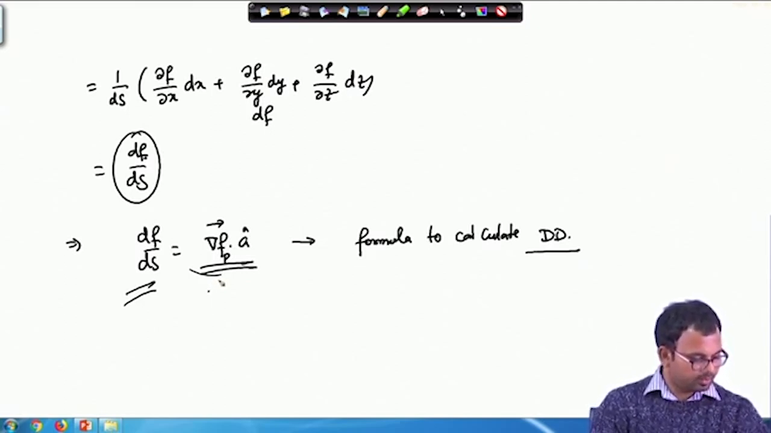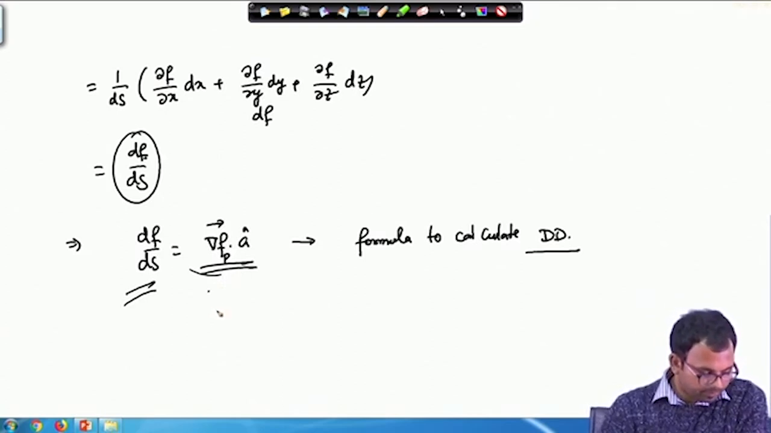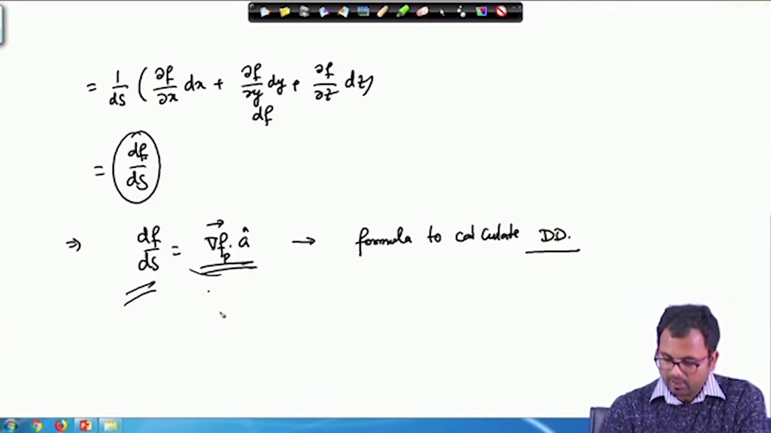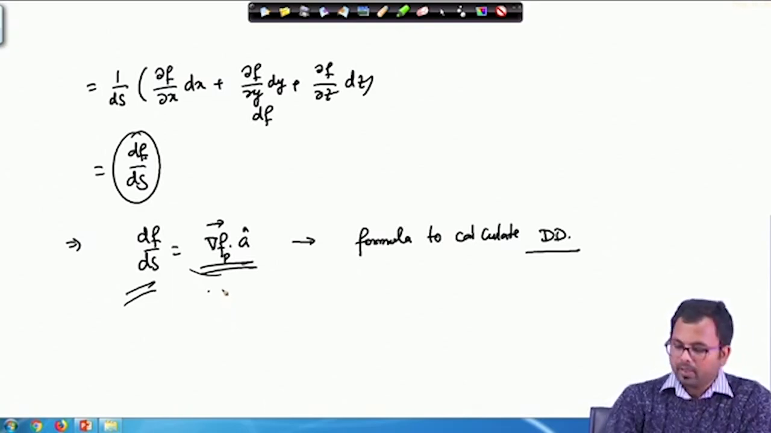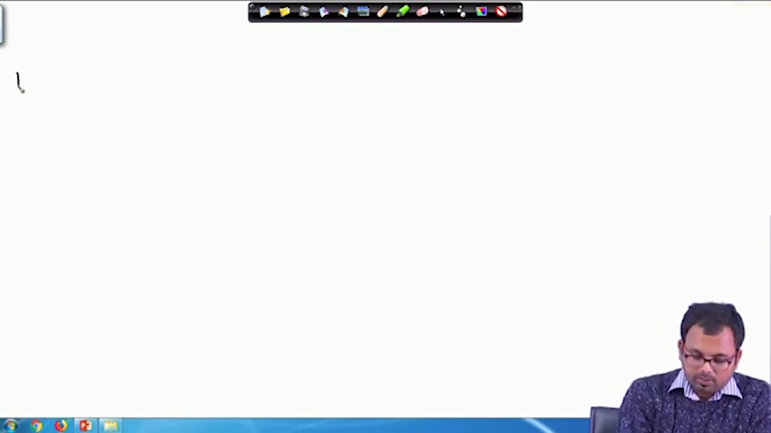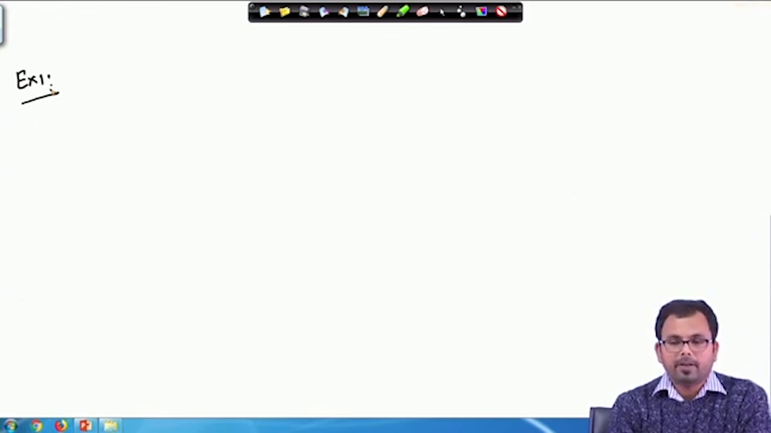So, now we will try to work out a few examples before we go to our next topic. Let's work out a few examples on level surfaces and directional derivatives. In the previous class we started with level surfaces, and in today's class we started with directional derivative. So, we will try to solve a few examples on both of these two topics.